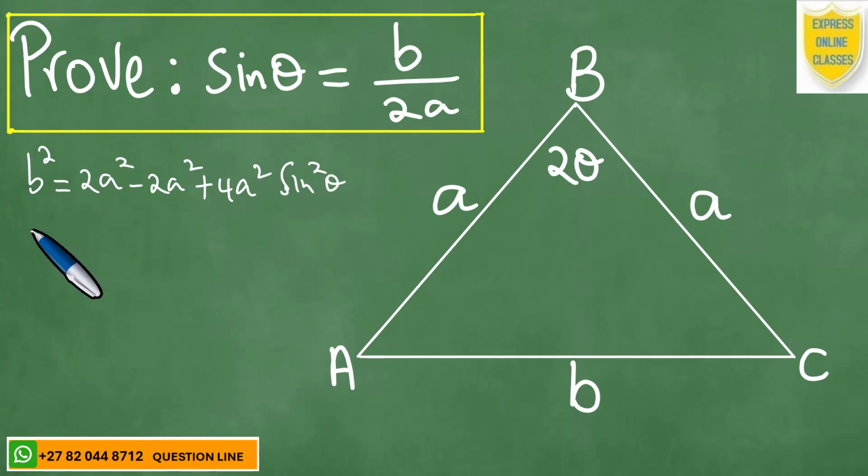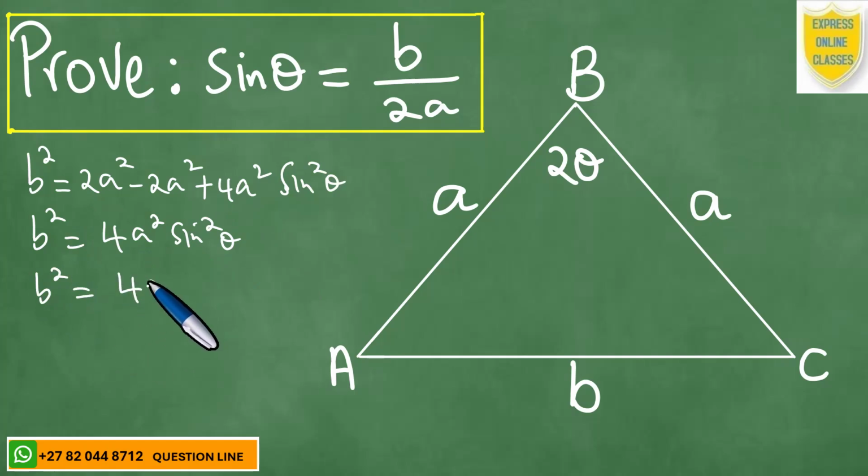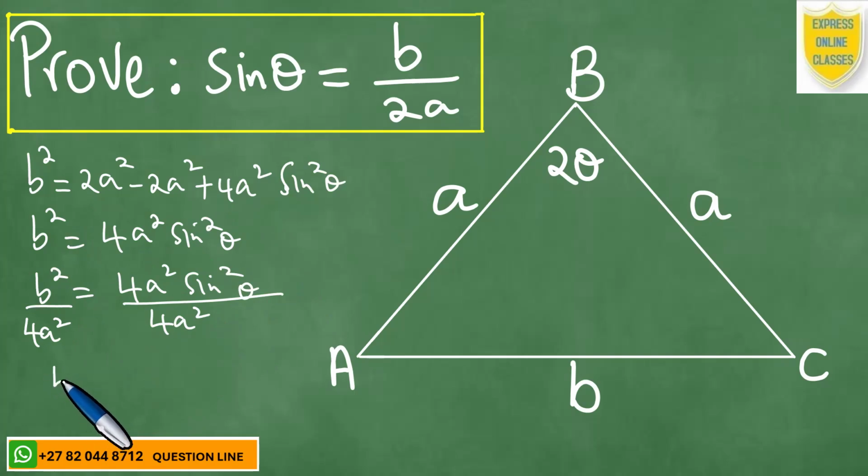At this point, we have b squared. These cancel, giving us 4a squared sine squared theta. We divide both sides by 4a squared, which means that b squared over 4a squared is exactly the sine squared of theta.